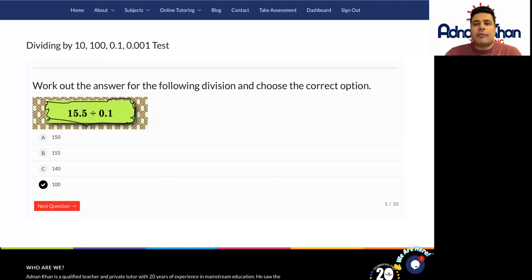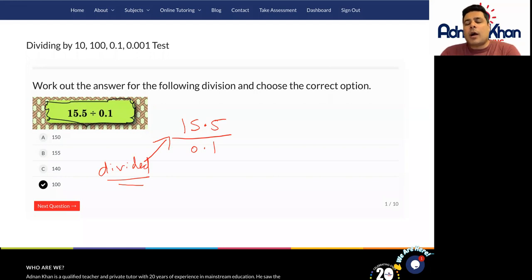So 15.5 divided by 0.1. So the first thing we're going to do is turn it into a fraction. So 15.5 divided by 0.1. So this particular line here as a fraction also means divided by. All right. Now, a whole number is any number that is not a fraction or a decimal.